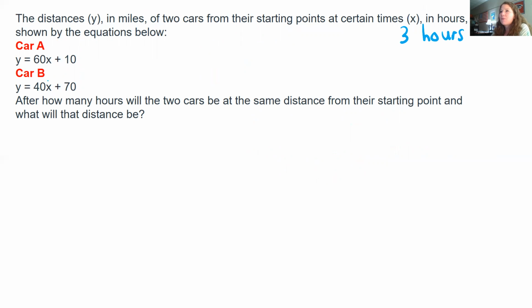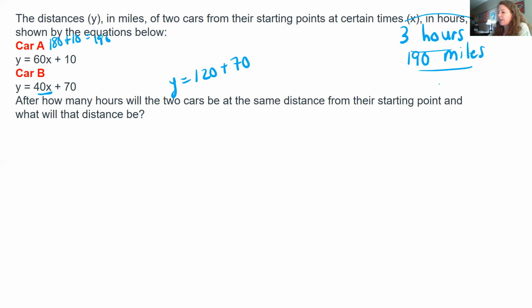Well, if x is hours, let's plug in 3 right here. What's 40 times 3? That'd be 120, and 120 plus 70 is y equals 190. 190 miles. That's what y is, distance in miles. Let's make sure it's correct for car A. So 60 times 3 is 180, and 180 plus 10 is also 190, which makes us know that our answer over here is correct.